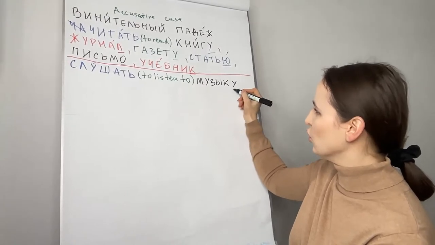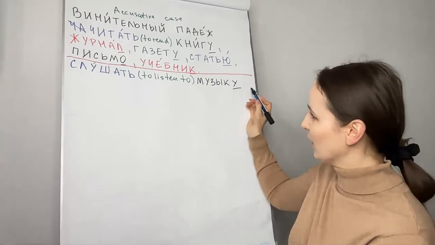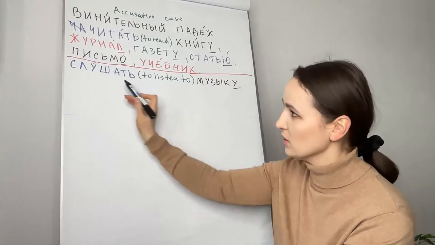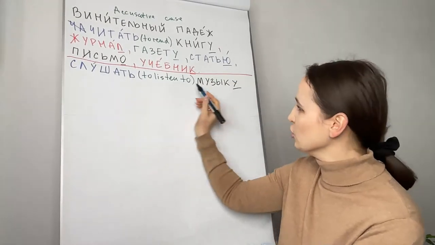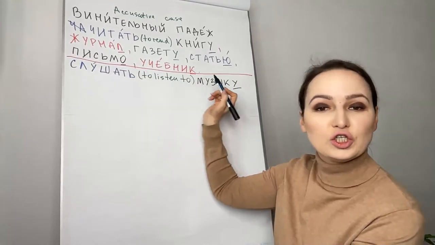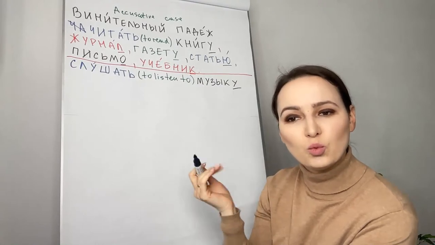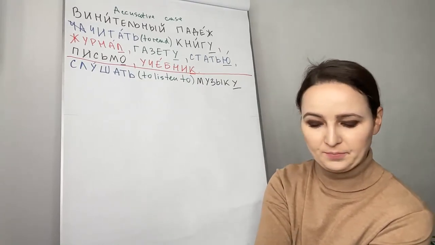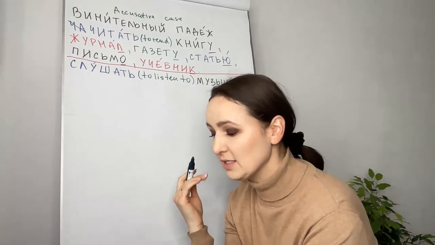Музыку. So I change the ending from A to U because I put this noun in accusative case because it is located near the verb слушать. To listen to music, слушать музыку. Очень хорошо. Молодцы. What else can we listen to?